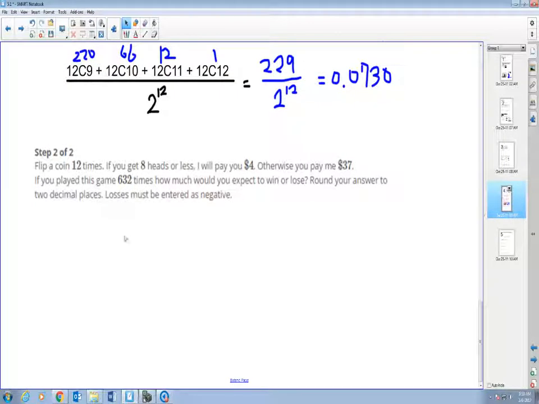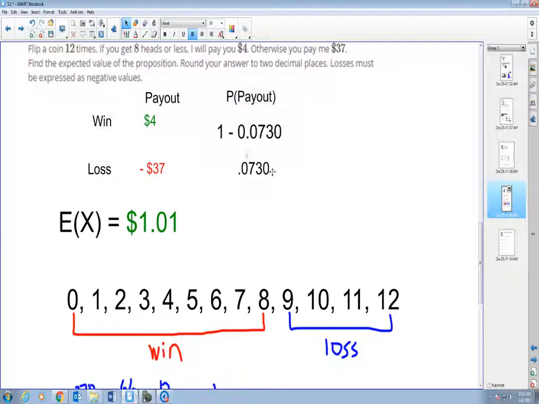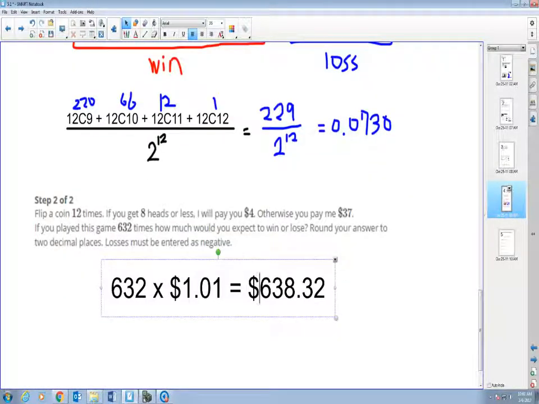So if we play 632 times, with my expected winning of 1.01 each time, we expect to win $638.32. Even though the chance of winning is big and the payout is kind of small, if you take the $4 times this big chance of winning, it will outweigh the losing. So that's why our expected value was a win.